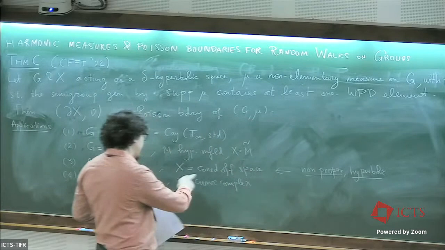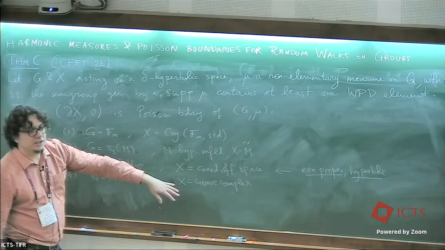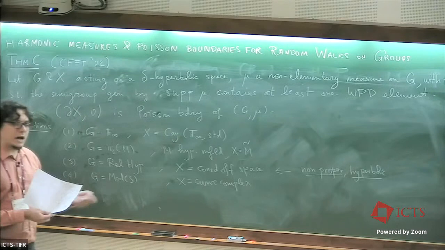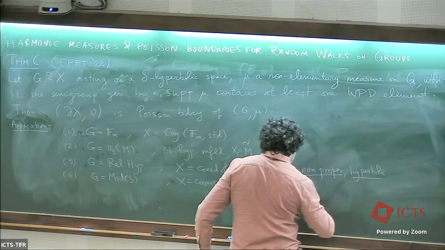So here's one case where you have two interesting actions: you can look at the action on the curve complex or the action on Teichmuller space. In both cases, the boundary is a model for the Poisson boundary. This is not contradicting anything, because the difference between the two boundaries is a set which is very small from the point of view of measure. For instance, there was Kaimanovich and Masur, in this setting with the boundary of Teichmuller space.